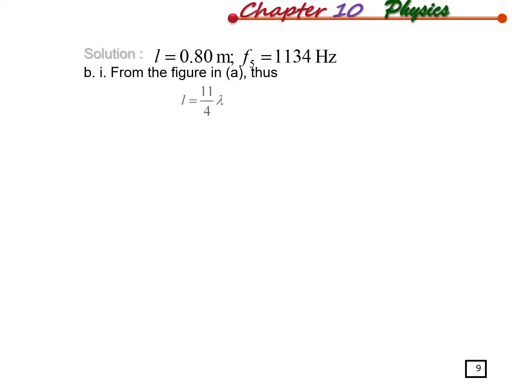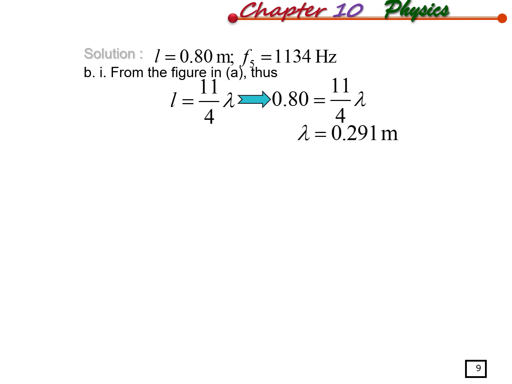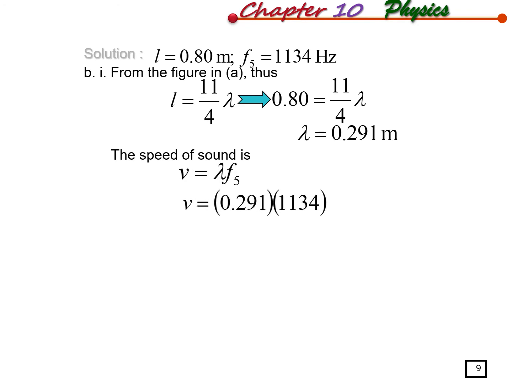Now for the solution, from the figure, L will be equivalent to 11/4 lambda. Therefore lambda will be equivalent to 0.291. And then for speed, v equals f lambda. So frequency given, we already determined the lambda. From there we can calculate the velocity, which will be 330 meter per second.